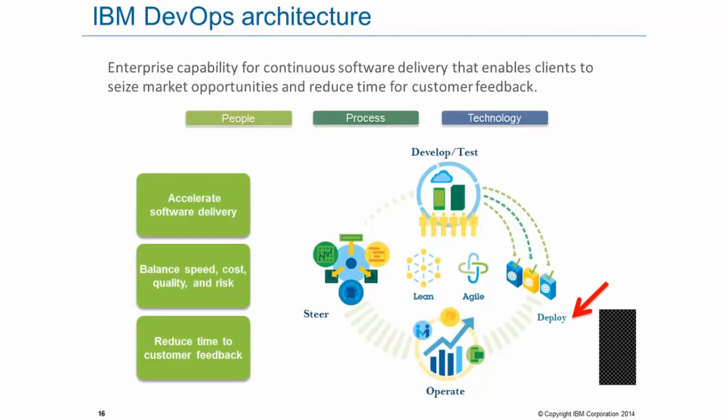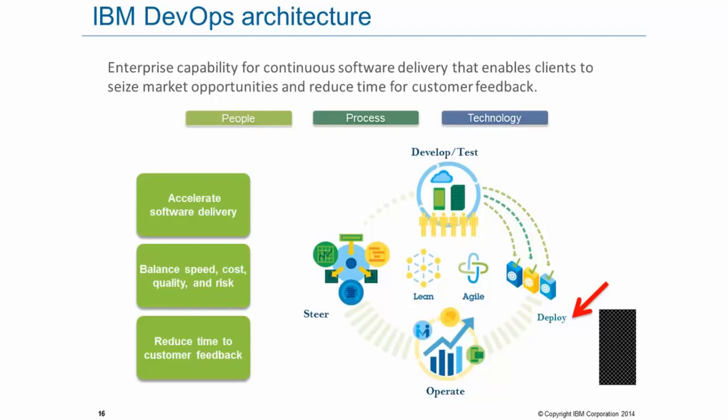From IBM's perspective, when we talk about the DevOps architecture, we're talking about an enterprise capability for continuous software delivery that will help our clients seize market opportunities in terms of reducing time and also customer feedback. So we want to accelerate software delivery, we want to balance that speed, and we want to reduce the time to customer feedback. And there are three areas we look at.